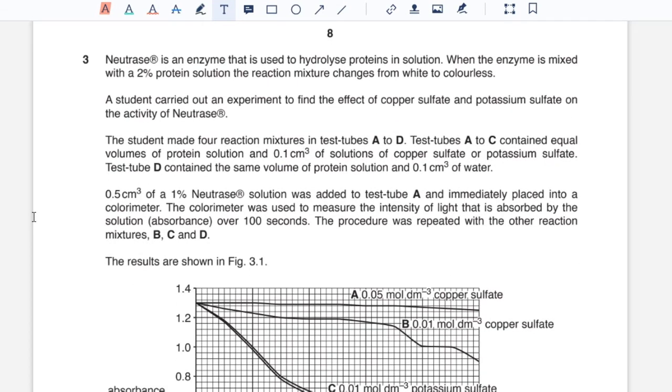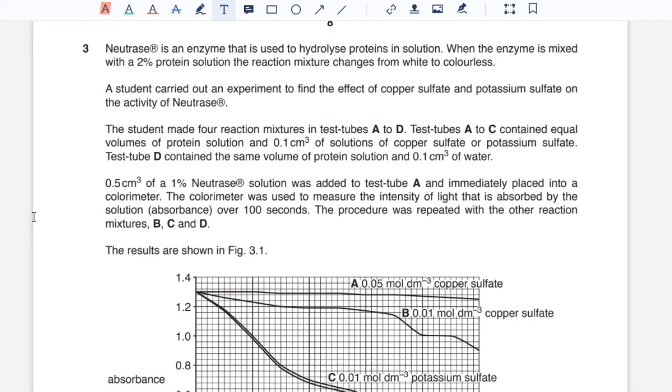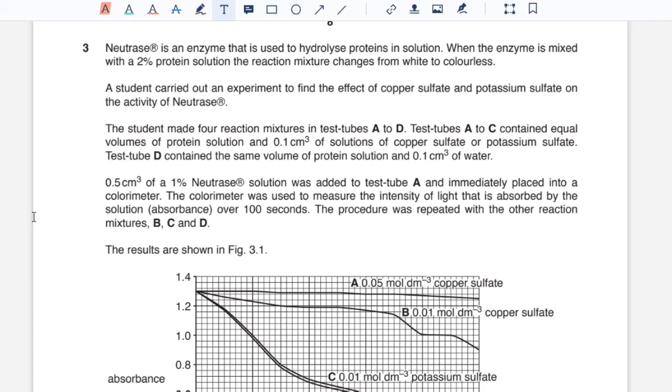3. Nuclease is an enzyme that is used to hydrolyze proteins in solution. When the enzyme is mixed with a 2% protein solution, the reaction mixture changes from white to colorless. So that means in the presence of protein, it is white in color, and once the proteins are hydrolyzed to smaller polypeptides or amino acids, it changes color to a colorless solution.